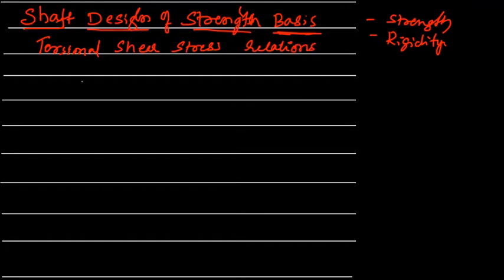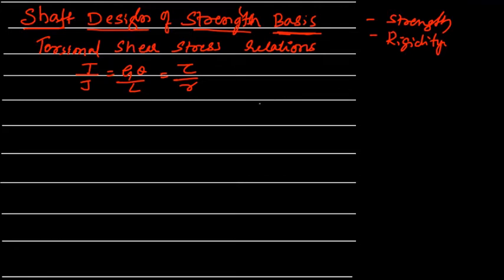Torsional shear stress relations. So let us notify here. T by J equal to G theta by L. Okay, this is equal to what? Tau by R.